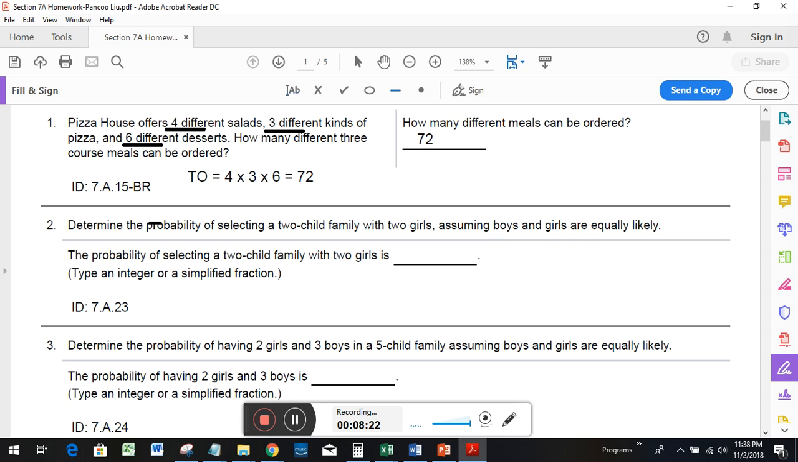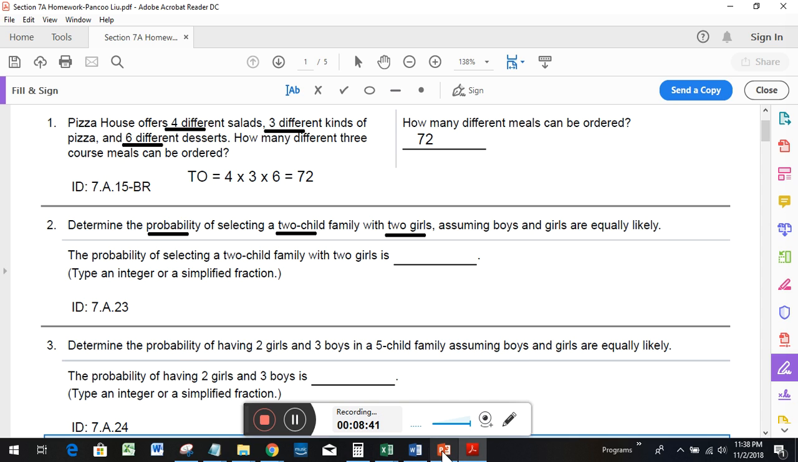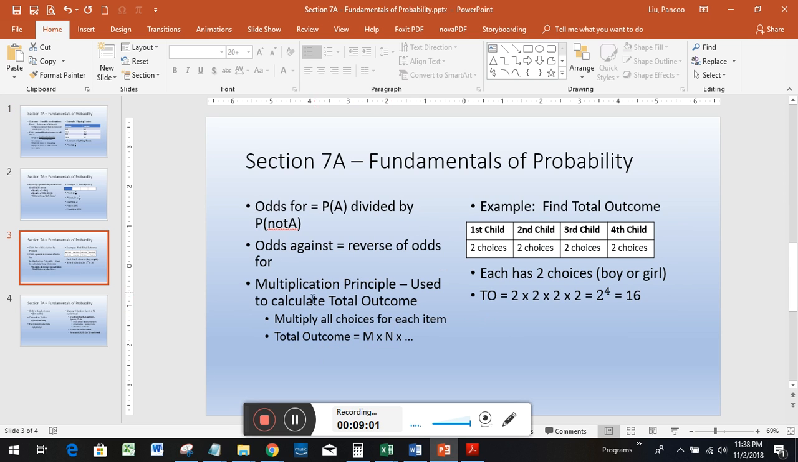Number 2 here says, determine the probability of selecting a 2-child family with 2 girls, assuming boys and girls are equally likely. So first of all, let me again go back to the formula for probability. Probability, again, is the number of possible outcomes over total outcome. The easiest way is to actually figure out your total outcome first, and then figure out the different combinations of the events that they want. And again, for your total outcome, you want to use the multiplication principle.